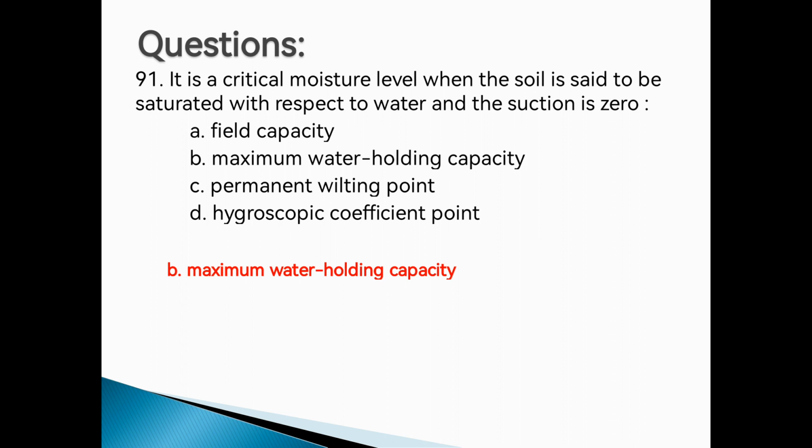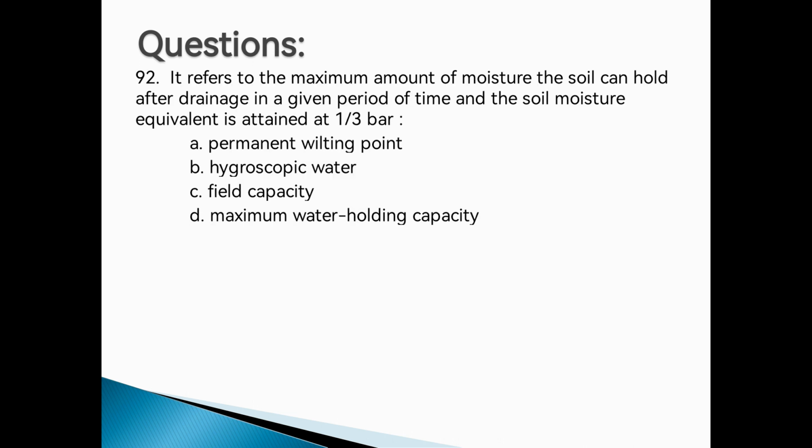Maximum water holding capacity. Number 92. It refers to the maximum amount of moisture the soil can hold after drainage in a given period of time, and the soil moisture equivalent is attained at 1/3 bar. A. Permanent wilting point, B. Hygroscopic water, C. Field capacity, D. Maximum water holding capacity. The correct answer is C.